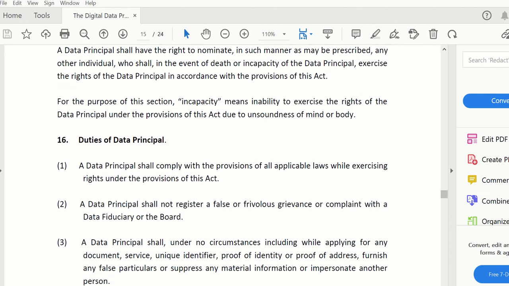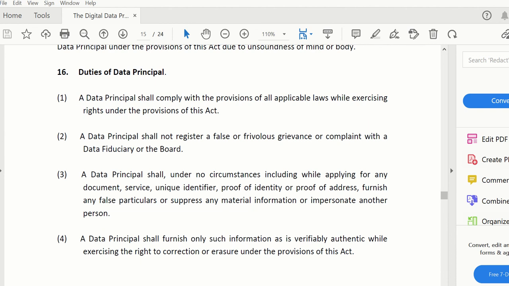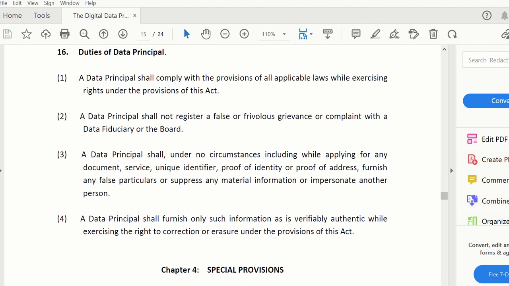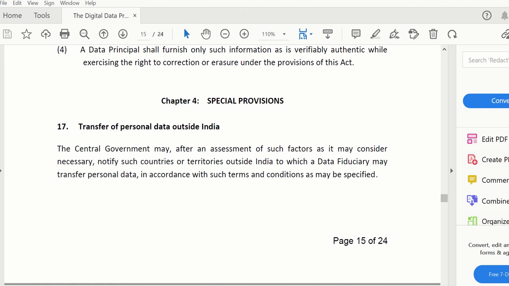Now there are certain duties of the data principals. Data principals shall comply with the provisions of all applicable laws while exercising rights under the provisions of the Act. Data principals shall not register a false or fraudulent grievance or complaint. Data principals shall furnish only verifiable and authentic information, including while applying for any document, service, unique identifier, proof of identity, or address. So there are certain duties which need to be adhered to by the data principal.